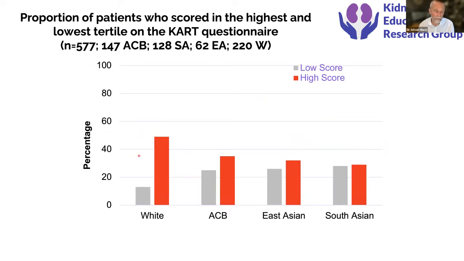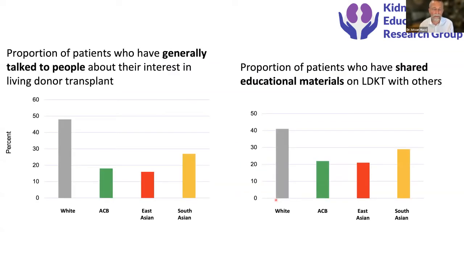Now, when we look at the racialized groups, clearly it seems that both patients from ACB communities, East Asian and South Asian patients had more chance to be in the lowest third of the score, and less chance to score high compared to white patients. So it seems that transplant-related knowledge is less in the racialized communities.